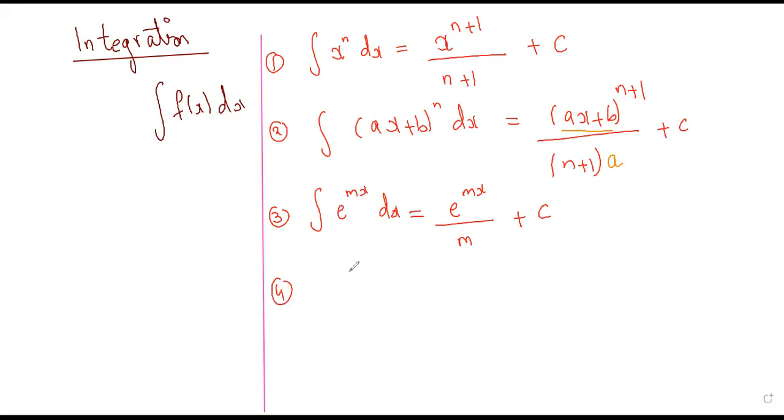For logarithmic functions, we use integration by parts. If you have another exponential function of this type, we are going to do it this way: a to the power x divided by ln of a, plus c. And then the last one is integration by parts, that is, if you have a product.